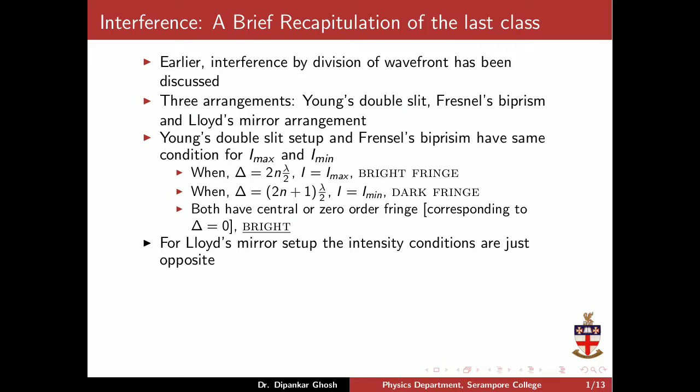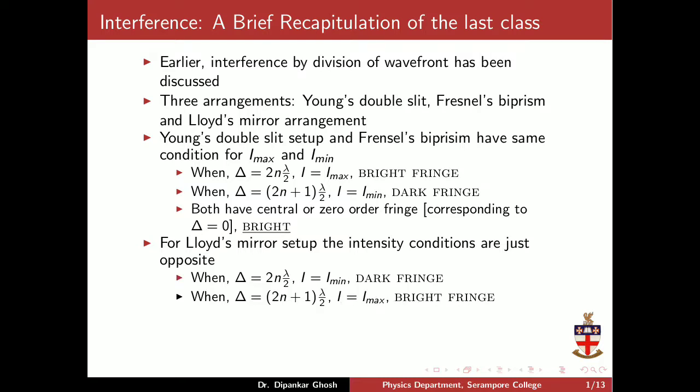For Lloyd's mirror setup, the intensity conditions were just opposite to that of Fresnel's biprism and Young's double slit. What were they? In case of Lloyd's mirror, you will remember there was one real source and one virtual source. The virtual source was created by reflecting light waves from the real source by a plane mirror. So, in case of Lloyd's mirror setup, if the path difference between the waves emerging from the two sources and superposing on the screen was an integral multiple of lambda, we obtained minimum intensity or a dark fringe. On the other hand, if this path difference was a half integral multiple of lambda, the intensity was maximum and we obtained a bright fringe.